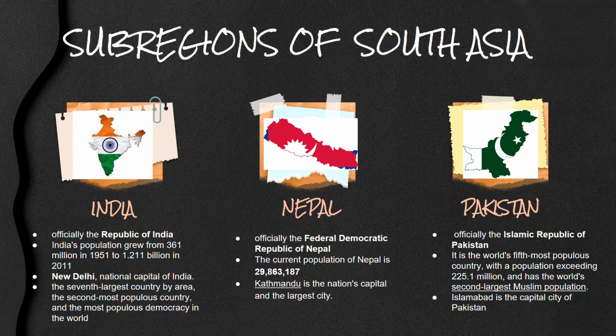We move to the next country, which is India. India is probably the largest country in the South Asia region. India, officially the Republic of India, is a country in South Asia. It is the seventh largest country by area, the second most populous country, and the most populous democracy in the world. It is the eighth most populous country in the world with a population exceeding 163 million people. New Delhi is the national capital of India.